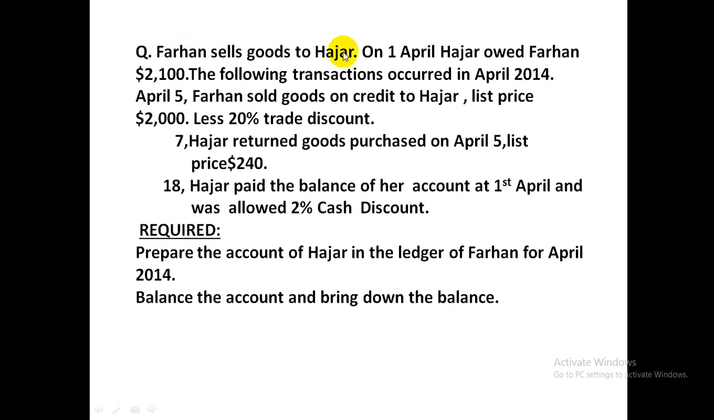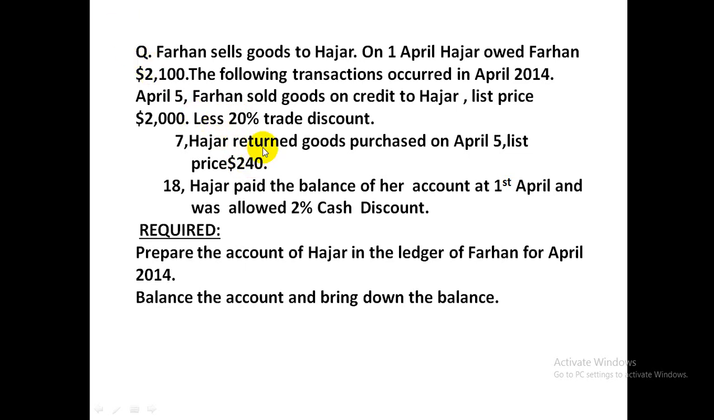Farhan sold goods to Hajar on 1st April. Hajar owed Farhan $2100. It means this is the opening balance in the trade receivable account of this customer. The following transactions occurred in April 2014. April 5, Farhan sold goods on credit to Hajar, list price 2000, less 20% trade discount. We'll be focusing on the discount, subtracting it from the list price, then entering the amount in the account of Hajar.